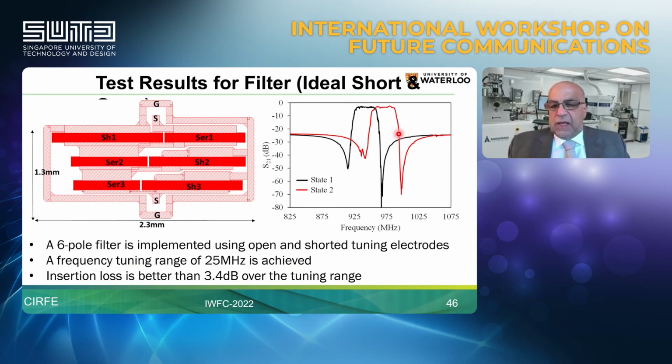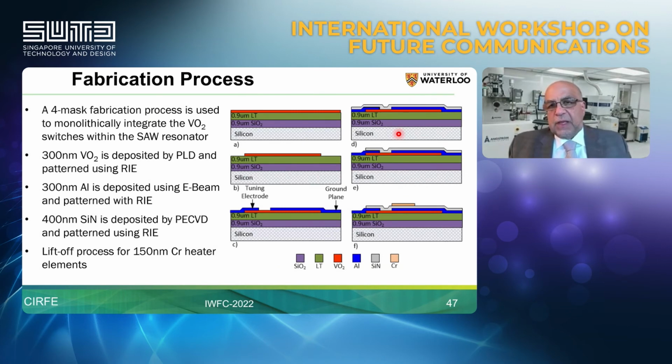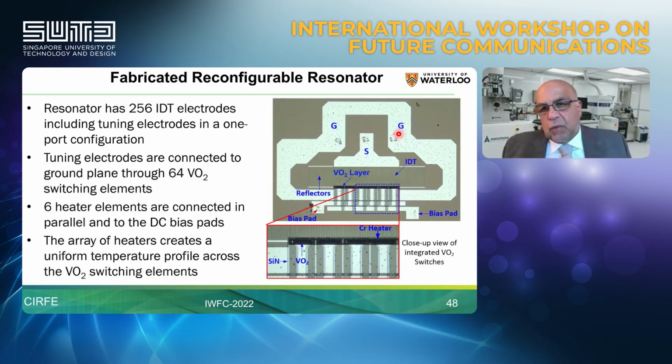The beauty about these things is that each resonator has, as you see here, 256 fingers, which we call IDT. And we use 64 switches located at those fingers. There is no way, because these filters are extremely, extremely small, there is no way you can use semiconductor to do it, because these switches are so small, they can be easily integrated with the SAW devices, or we can use MEMS for that.